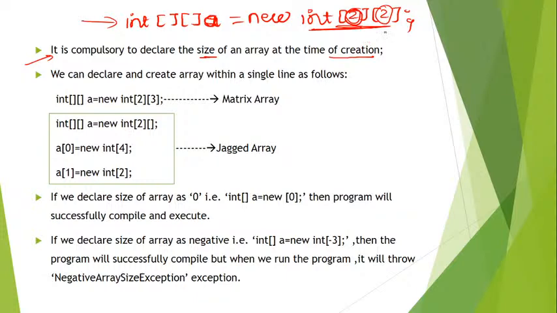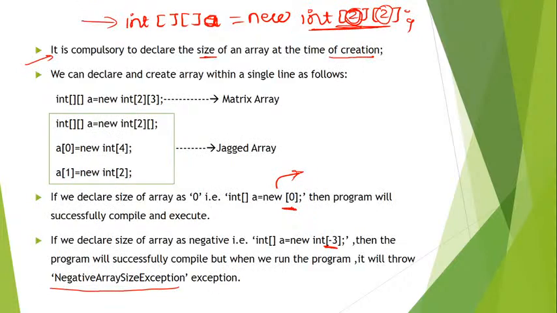And the same thing, if you want to define a 0 size, sometimes such cases will come where you don't want to define a size. In that case you can simply pass 0 and 0. And when you are using a negative size, the program will compile successfully, but when you try to run it, it will throw a negative array size exception.